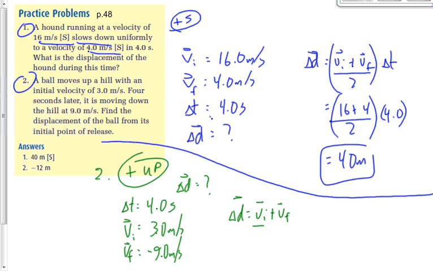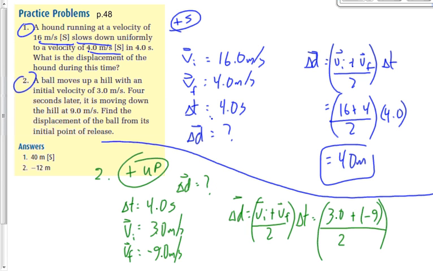VI plus VF over 2 times T. Now, this is a little bit harder mathematically. VI is 3 plus -9 divided by 2 has a time of 4 seconds. 3 plus -9 is -6, divided by 2 is -3, times 4 is -12. And lo and behold, we just got the answer that they gave us in the book here. -12 means down the hill, by the way.